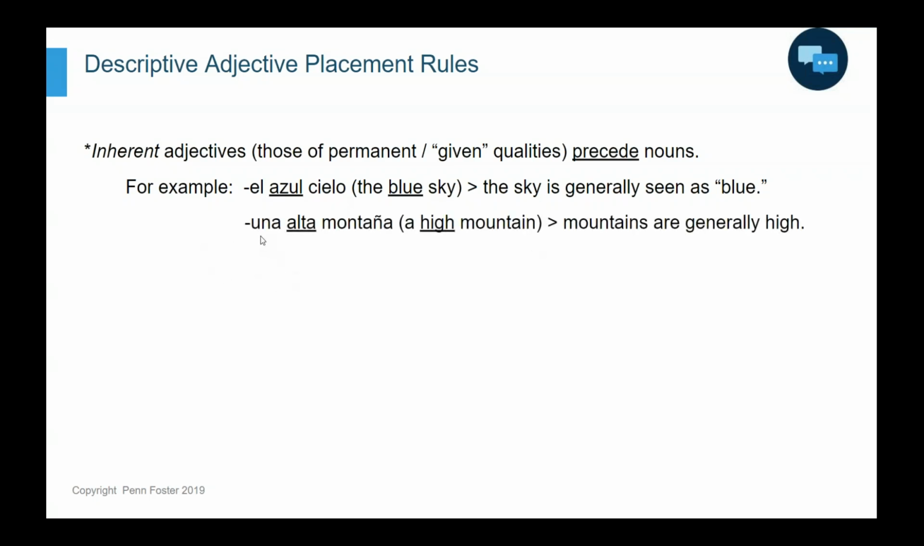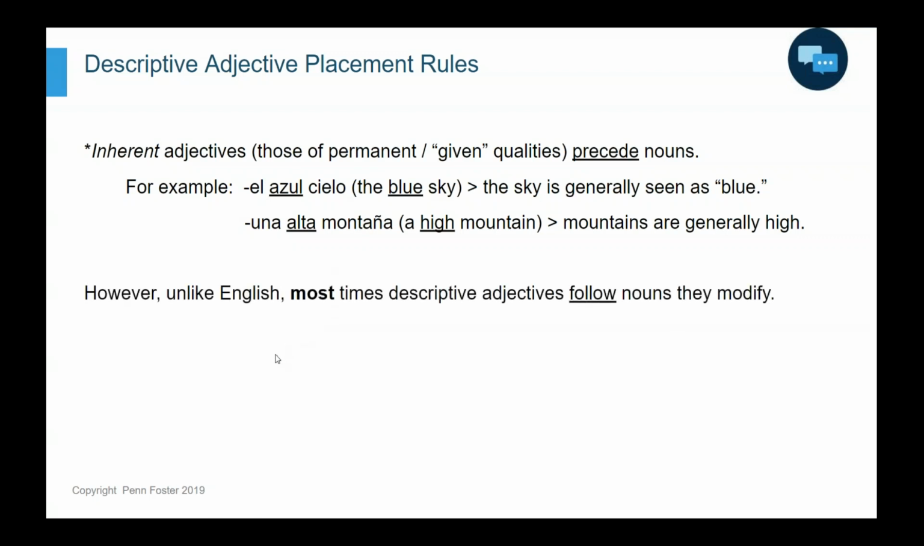Another example, una alta montaña, a high mountain. Mountains are generally high or tall. If it's shorter, it probably would not be considered a mountain. So again, these are the inherent adjectives, those that apply to all types of that noun. This is in contrast to the non-inherent adjectives, and most times in Spanish you'll be dealing with descriptive adjectives that are non-inherent, and they will follow the noun that they modify.